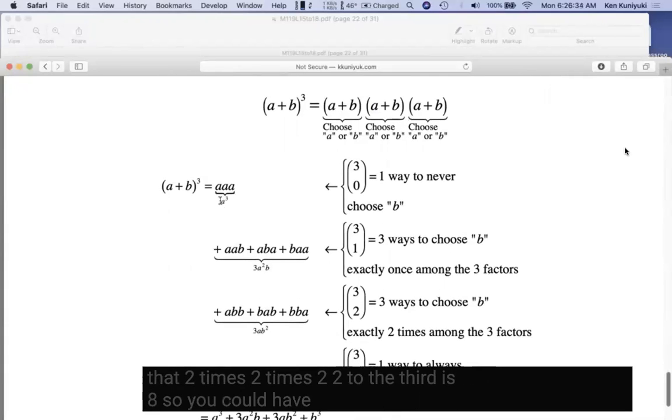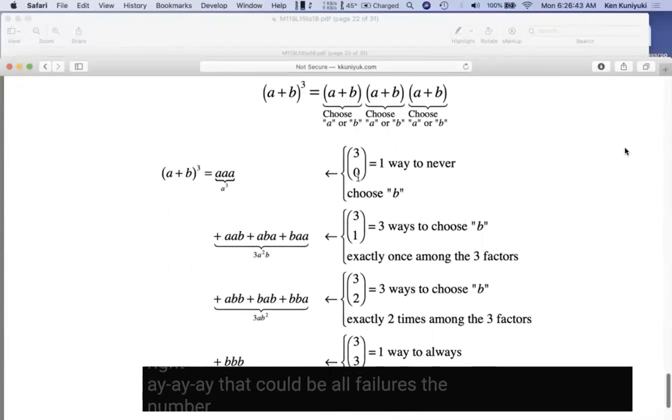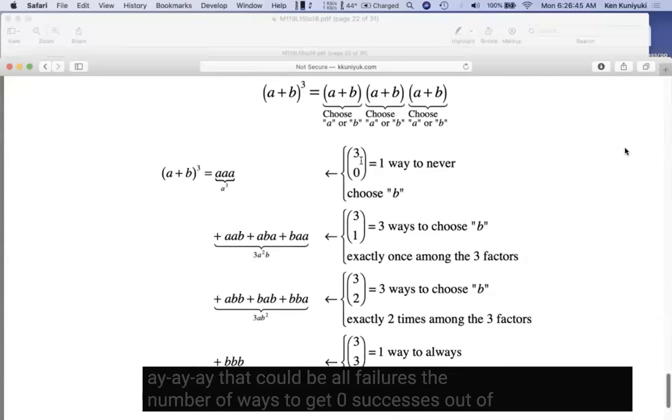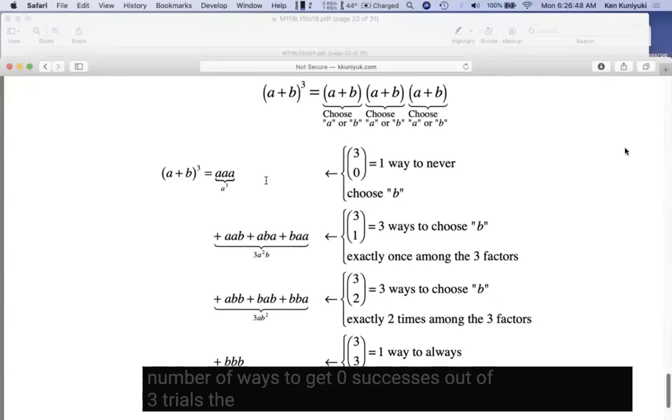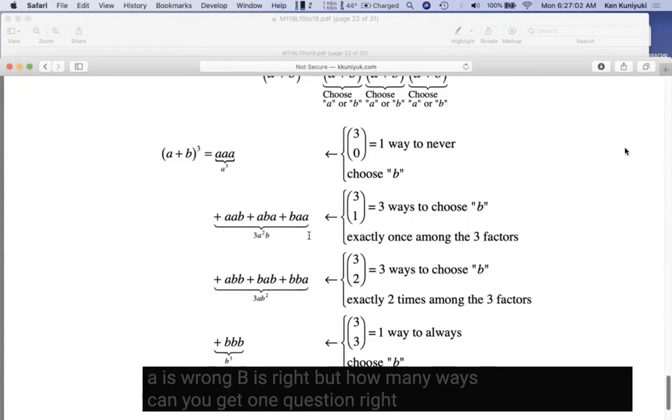So you could have all soup, right? A. That could be all failures. The number of ways to get 0 successes out of 3 trials. The number of ways to get 0 questions correct on a 3-question exam, 1 way. Wrong, wrong, wrong. A is wrong, B is right. But how many ways can you get 1 question right and 2 questions wrong? How many ways can you get 1 success out of 3 trials?